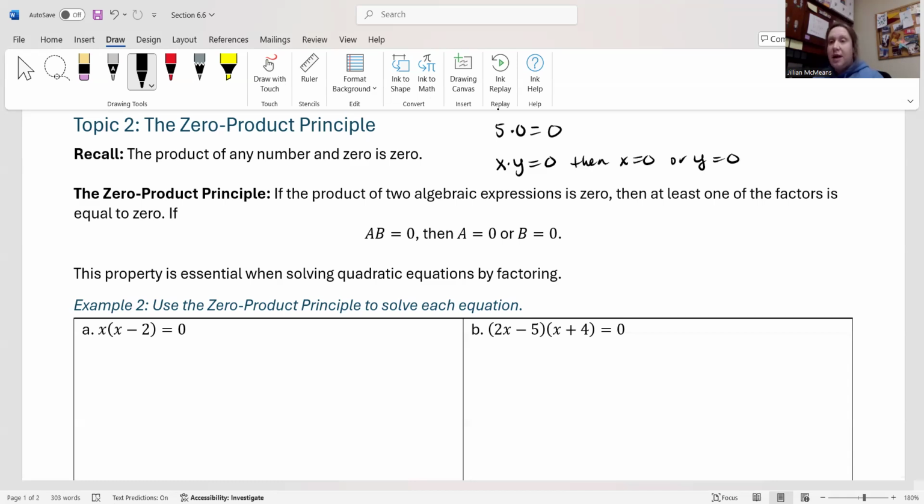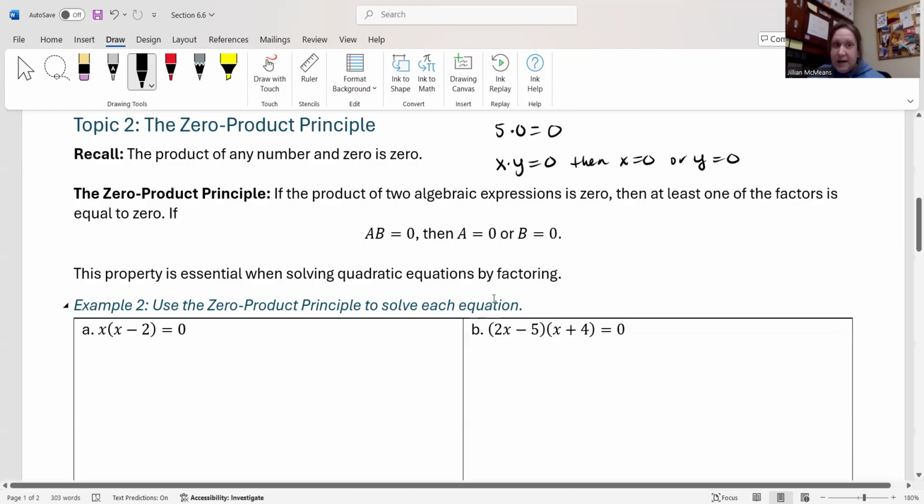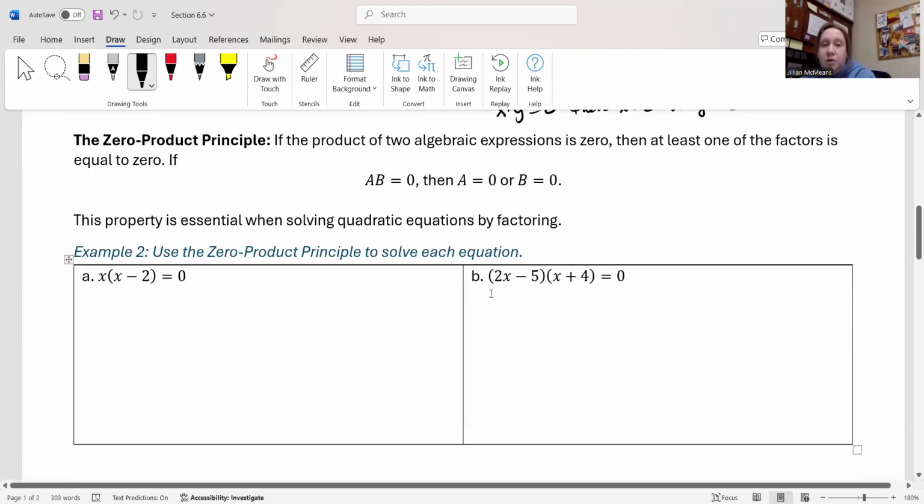Okay, so let's go ahead and look at how we would apply this. We're going to take a quadratic equation that is already factored. Ordinarily we would have to factor first, but here we're going to look at the last step. We've got a quadratic equation, it has been factored. How would we solve this by applying the zero product principle? So example 2 is exactly that. It says use the zero product principle to solve each equation.